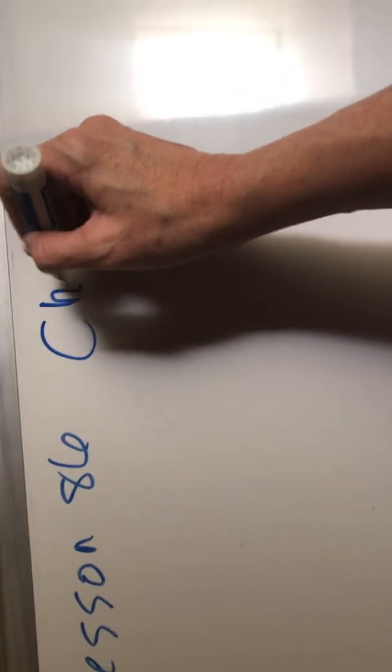Okay, this is lesson 86 for honors geometry. Easy lesson. It is about chord length. Don't know why it's not focusing. So it's chord length.